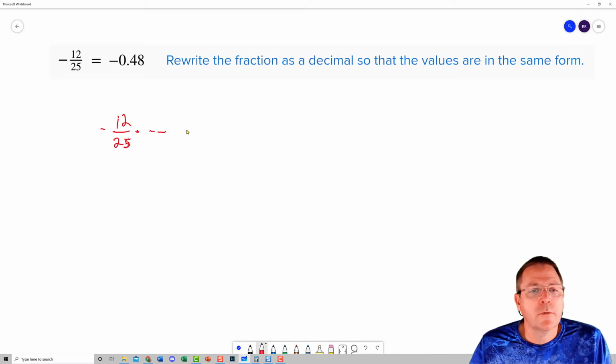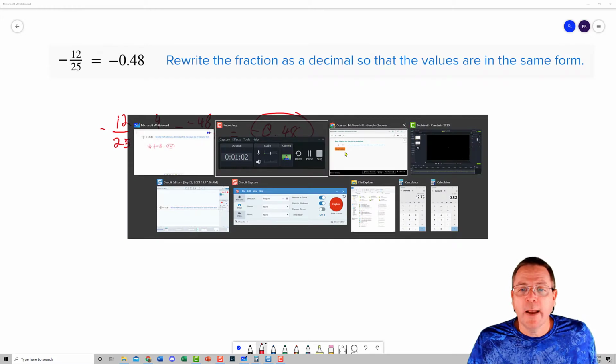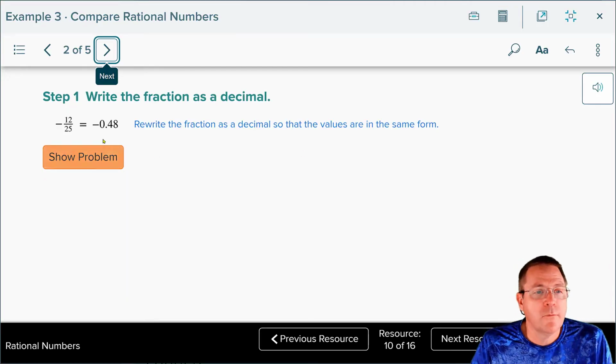Something over 100. And I can say, 25 times what number is 100? It's going to be 4. If I do it on the bottom, I have to do it on the top. So 12 times 4 is going to give me 48. And of course, we have the negative number carried through. Read the number to me now. Negative 48/100ths equals negative 0.48. And that is where they got this magic number you see right here of negative 48/100ths.